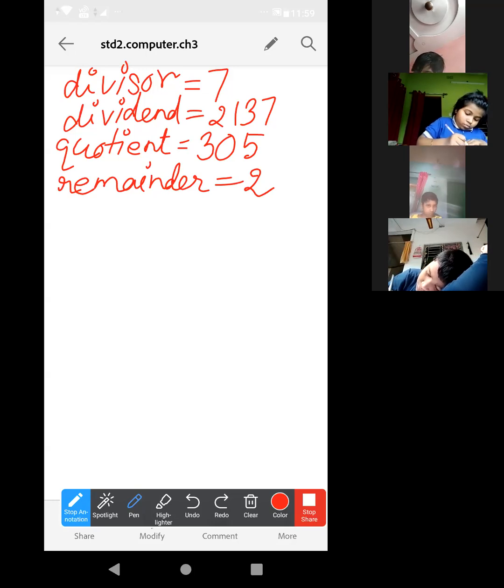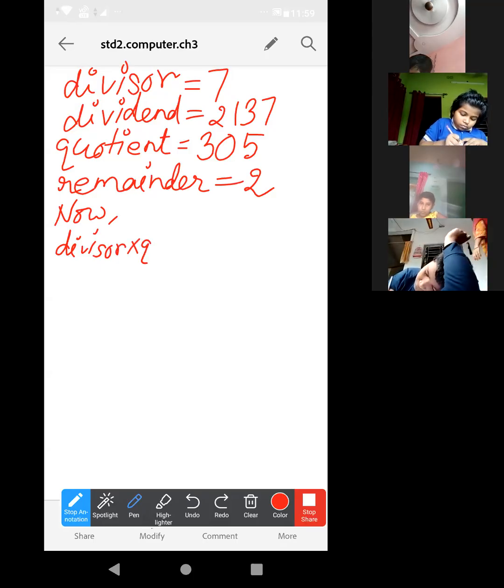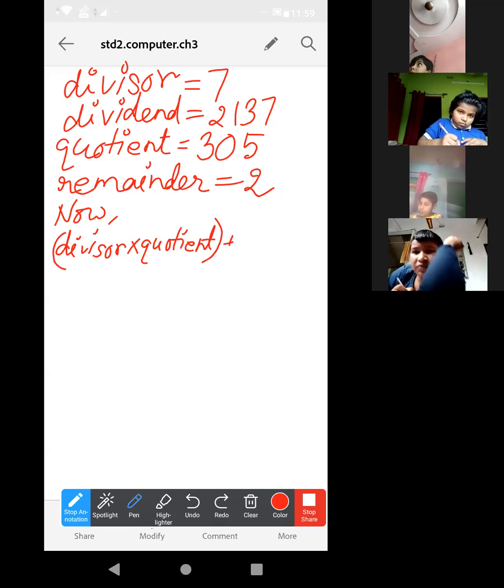Now there is a rule. One rule is there. That one I told you. Dividend is equal to divisor into quotient plus remainder. How this rule is coming, we have to check it. Now just find divisor into quotient, put a bracket, then plus remainder.